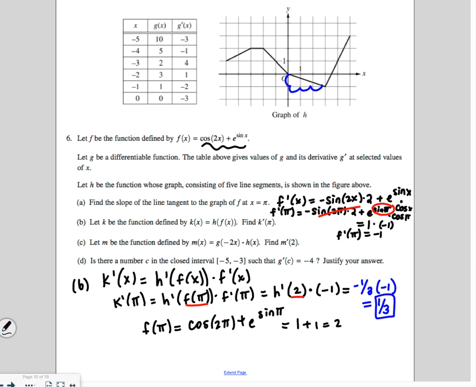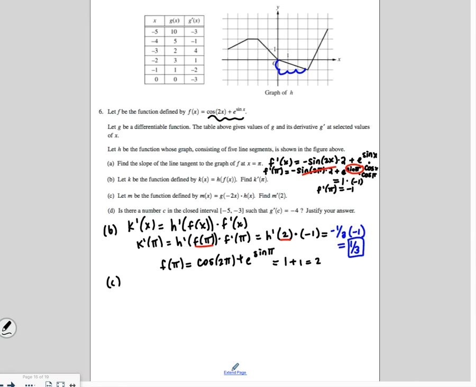All right, C. So it says let m be the function defined by m of x is equal to g of -2x times h of x. Find m prime of 2. Okay, so if I find m prime of x, we're doing the product rule, so I don't care which one you do the derivative of first. So let's do g prime of -2x times its chain, -2. So that was the derivative of that. Now we multiply by h of x how it is, so times h of x.